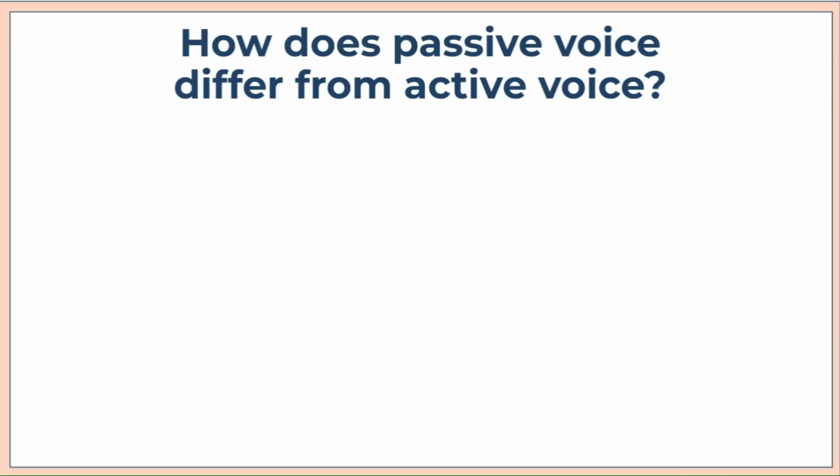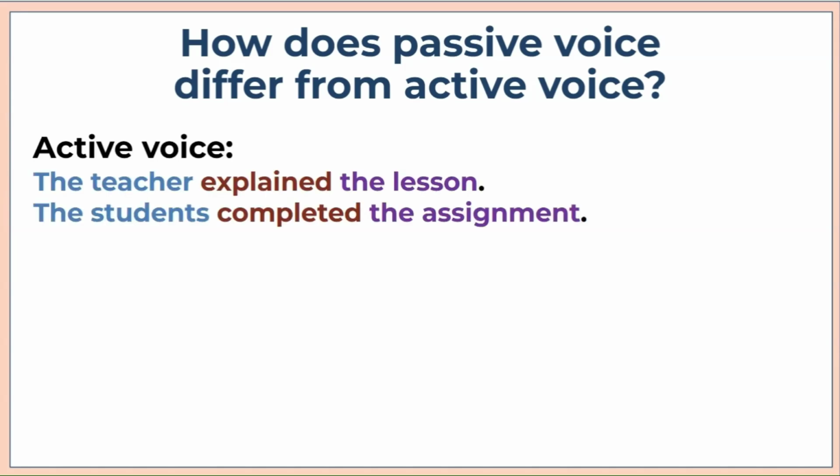In the active voice, the subject performs the action, and so the subject is the main focus of the sentence. For example, the teacher explained the lesson. The students completed the assignment. The focus of the sentence is in blue, the teacher and the students, and what they did is in red, explained and completed.